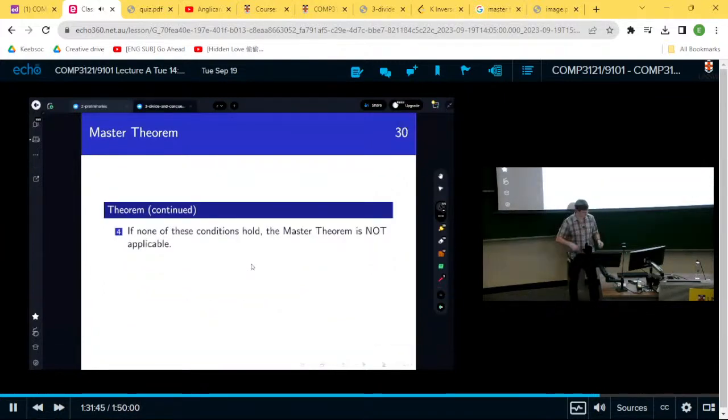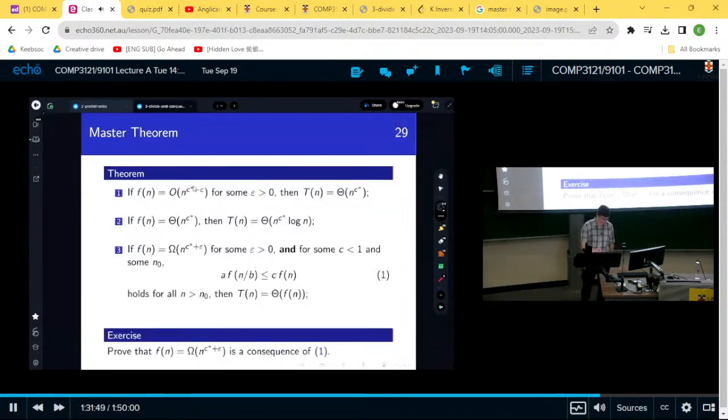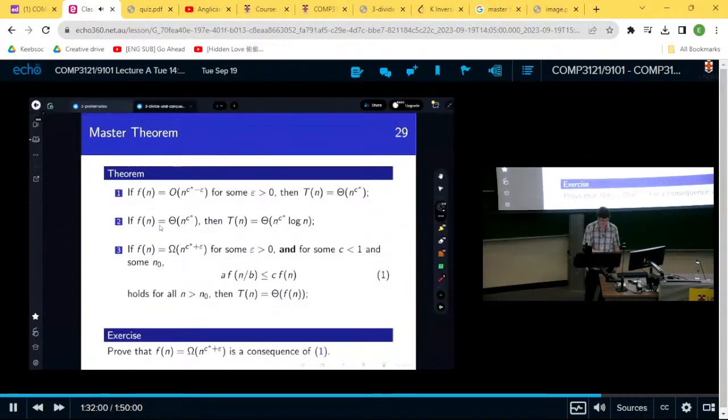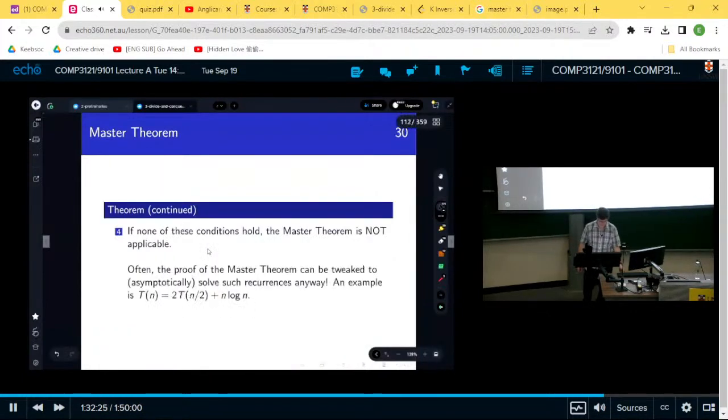Now, if none of these three cases hold, then the master theorem does not apply. How could none of these hold? We have that f(n) is smaller than the critical polynomial, equal to the critical polynomial, or at least as much as something a little bit more than the critical polynomial. But that little bit more could be, instead of increasing the degree of the polynomial, a log n factor or something. So it doesn't always apply, but it's quite general. And when it doesn't apply, we can often still tweak it to make it work.